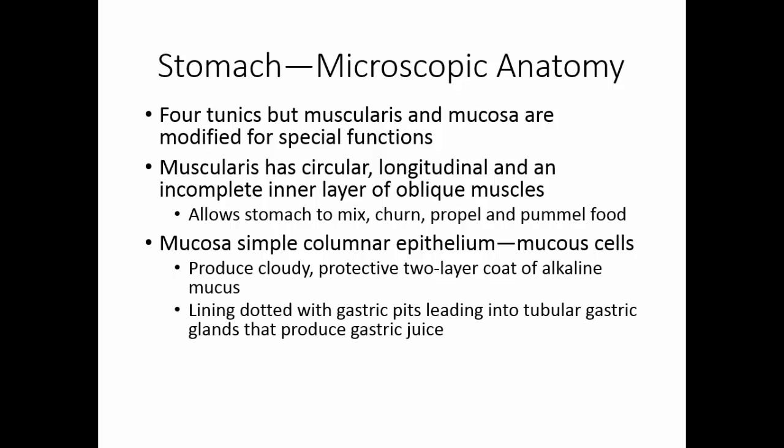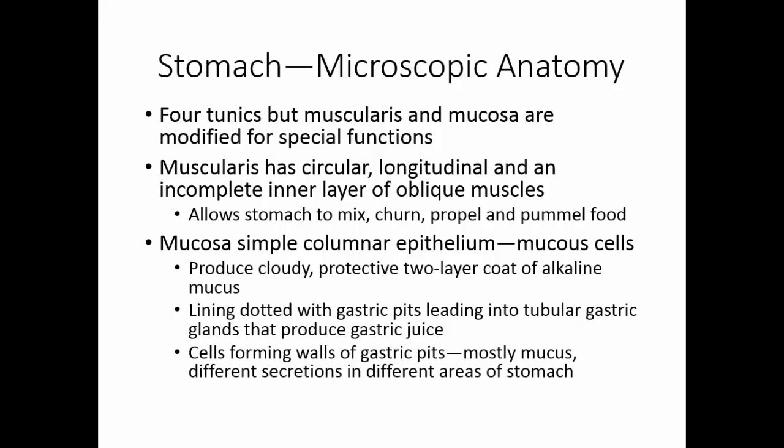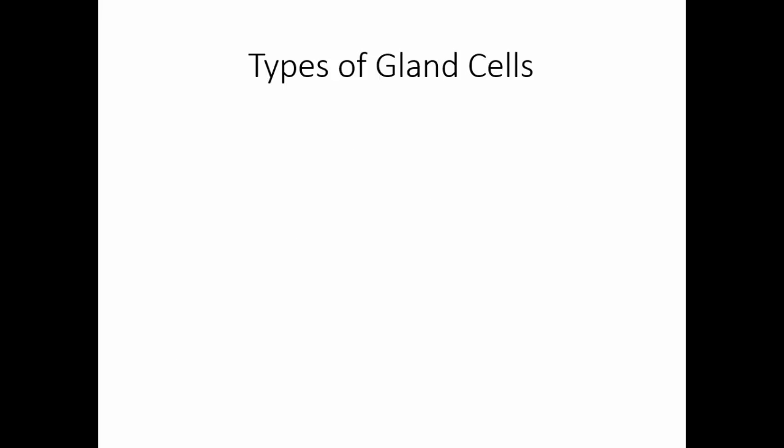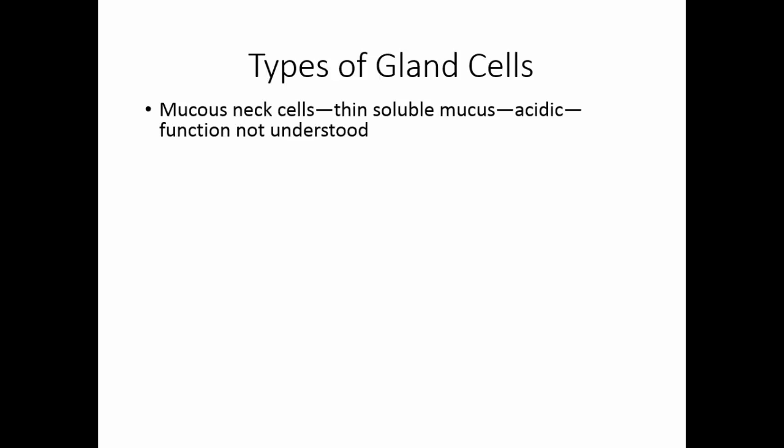Dotted along the lining are the gastric pits, and the gastric pits lead to tubular gastric glands that produce gastric juice. The cells that form the walls of the gastric pits are mostly mucus-producing cells, but there are different secretions found in different areas of the stomach. There are different types of cells found in the glands. The mucous neck cells produce a thin, soluble mucus that's acidic in nature. We haven't quite figured out the function of this particular secretion.